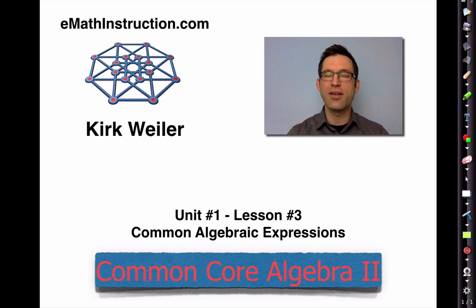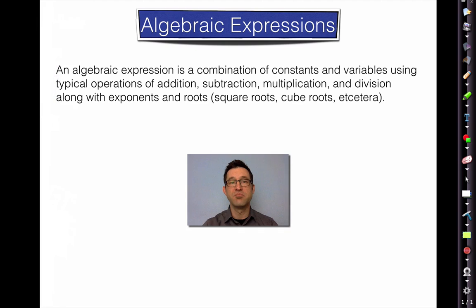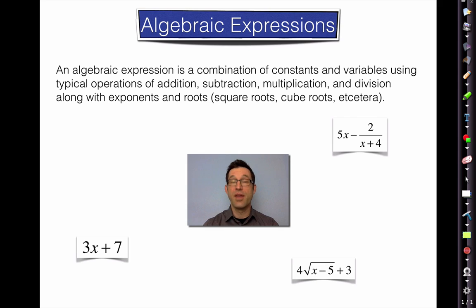All right, let's jump right into the first exercise. Actually, let's talk about algebraic expressions. An algebraic expression is a combination of constants and variables using typical operations of addition, subtraction, multiplication, and division, along with exponents and roots, right? So we have simple algebraic expressions like 3x plus 7, slightly more complicated ones, 5x minus 2 divided by x plus 4, then things involving maybe a square root like 4 times the square root of x minus 5 plus 3, and absolute value of 7 minus 3x divided by 2x plus 8.